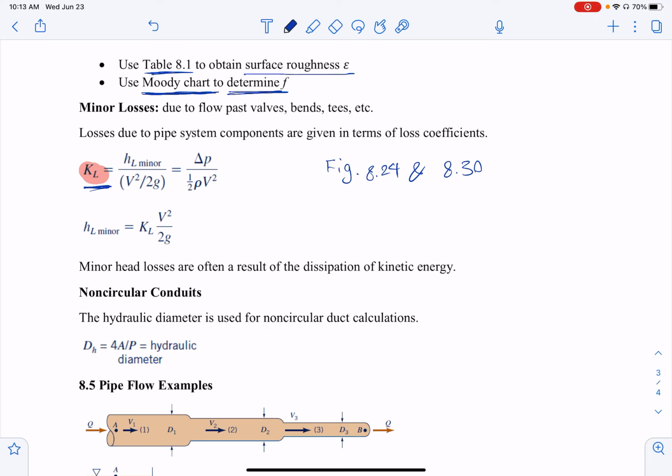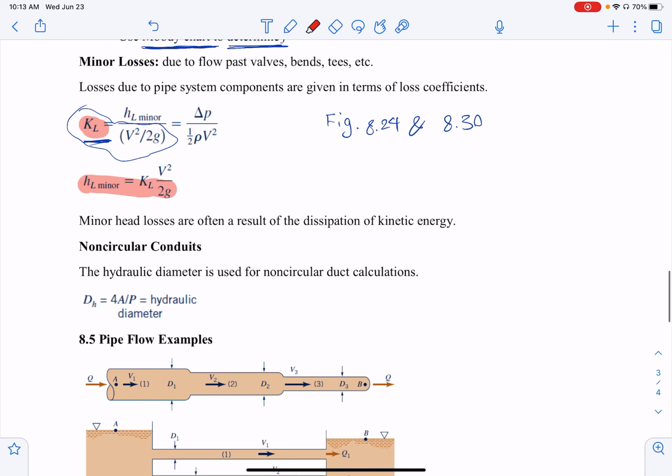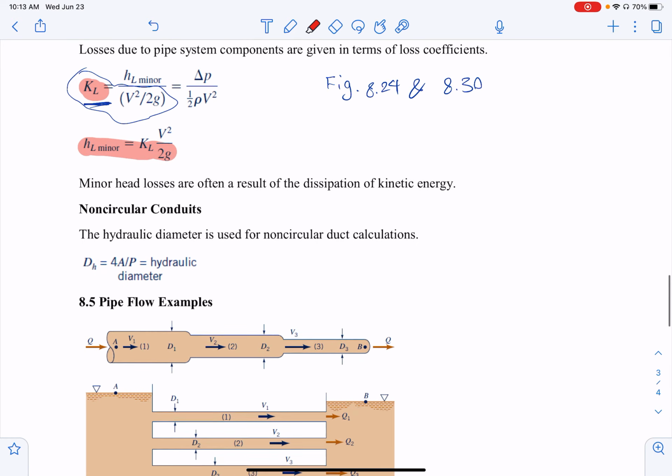And if we just cross multiply that one, this is the minor loss that we get. So this is also the minor loss.